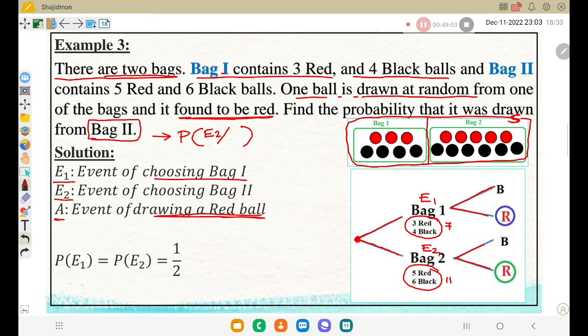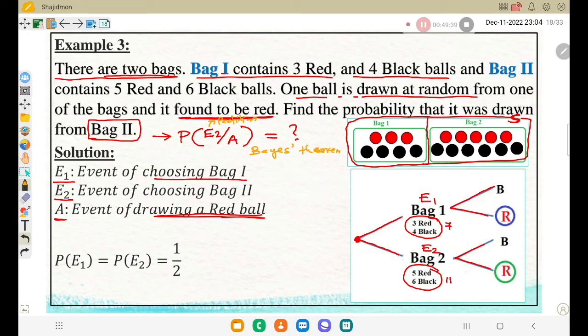Drawing a red ball means what letter are we using? A. So what we need to calculate is the probability of E2 given A. That means the probability of the ball being drawn from bag number 2 under the condition that it is red color, correct? So here you can see E2 is coming on the top side, the partition. Partition coming on the top side means it is the reverse probability. This is where we use Bayes theorem, or Bayes rule.